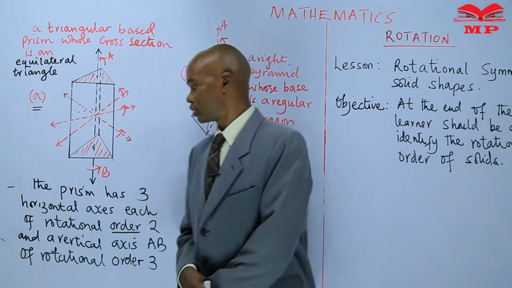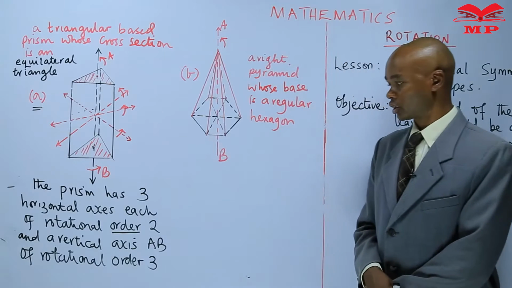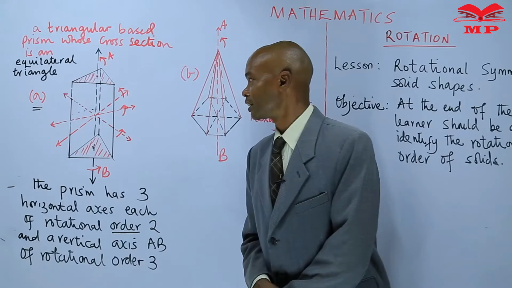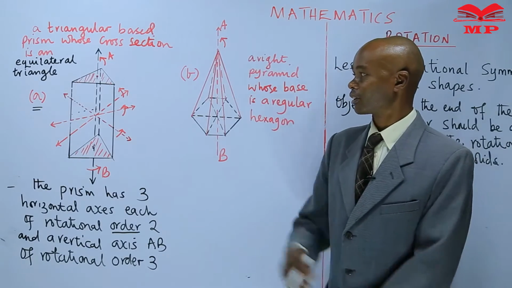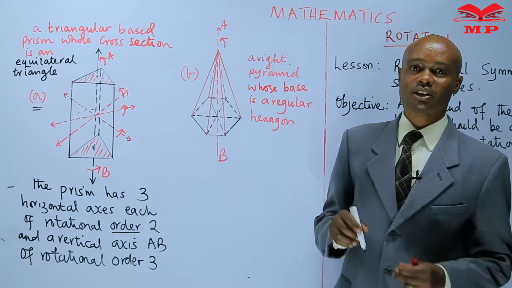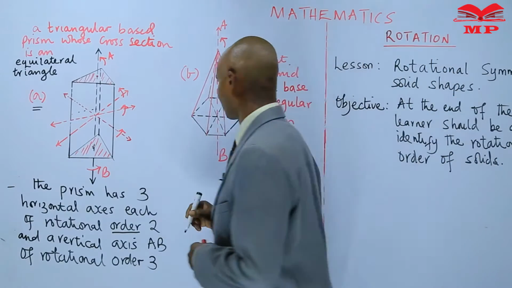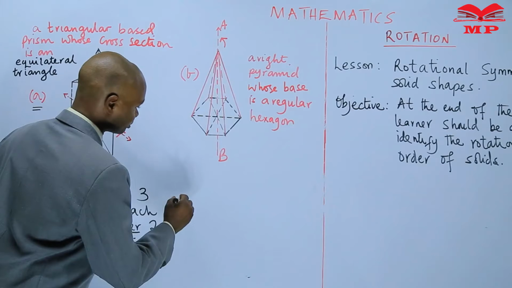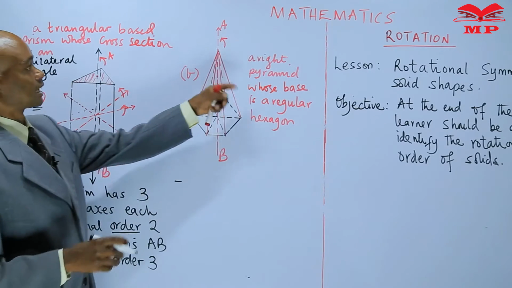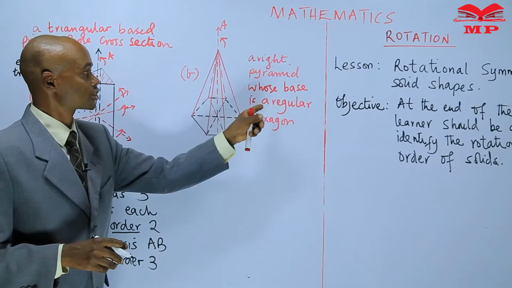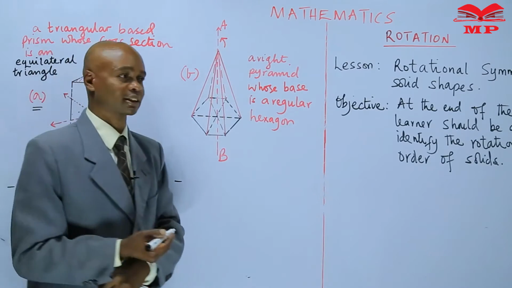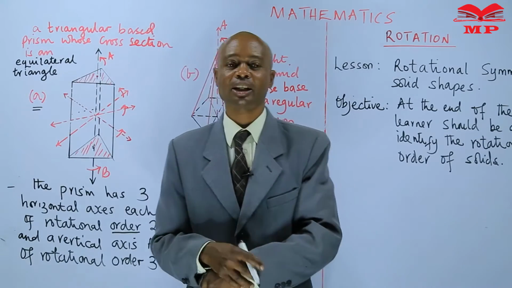It has a vertical axis AB of rotational order 3. On that axis, when you rotate, the prism can map onto itself 3 times. We move to B. In B, you notice we have a right pyramid whose base is a regular hexagon. It is not the first time we are meeting a hexagon.